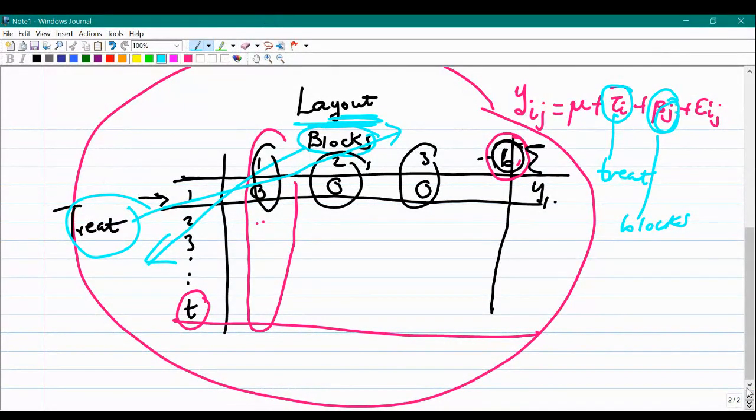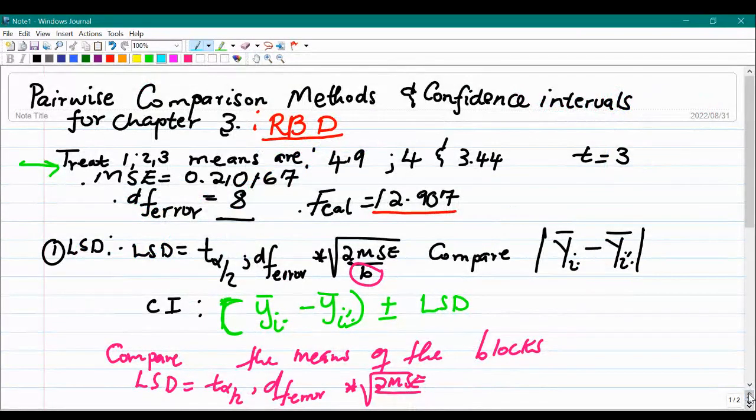But Mr. Lebo told me that you covered this part with him first. So any question based on this? So this one, I said we will divide by T. If you are comparing the means of the blocks, you divide by what? By T.